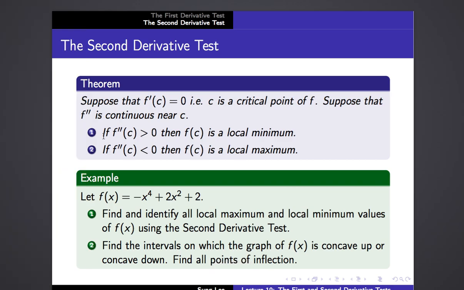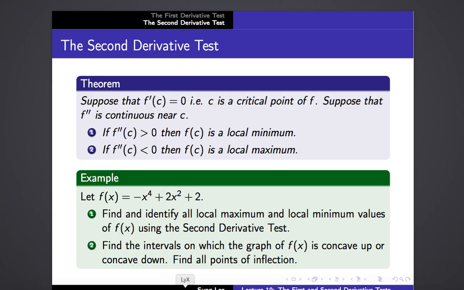Okay, so here comes the second derivative test. What the theorem says is, suppose that f prime of c equals 0. In other words, c is a critical point of f. And also we assume that f double prime of x is continuous near c. In that case, if f double prime of c is positive, then f of c is a local minimum. If f double prime of c is negative, then f of c is a local maximum. How do we understand that? Actually, the very same picture I used can also tell you that.